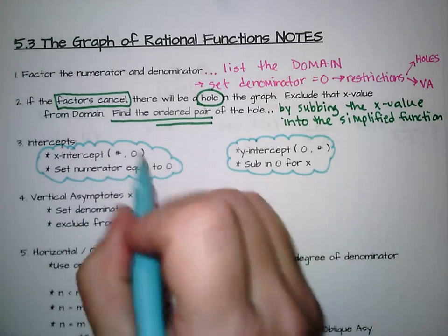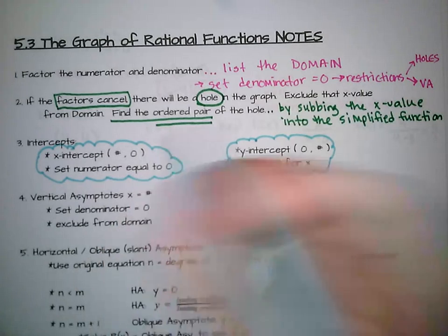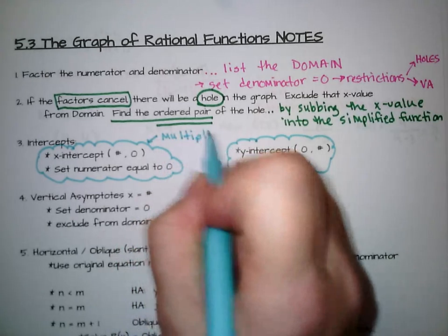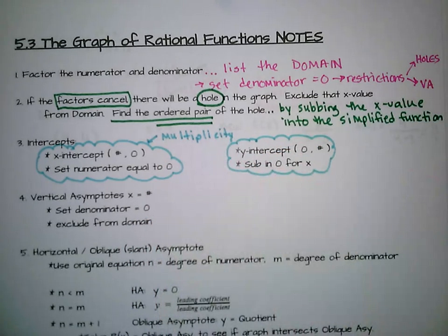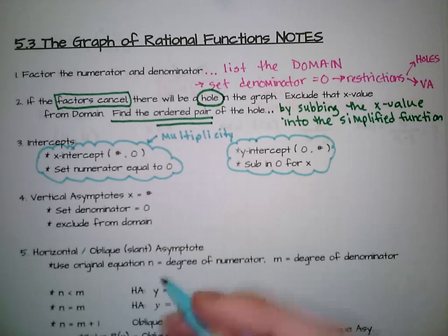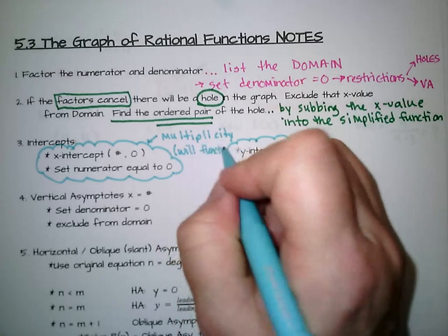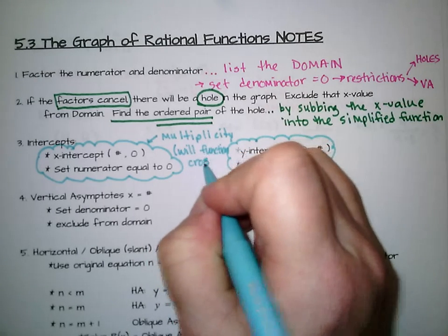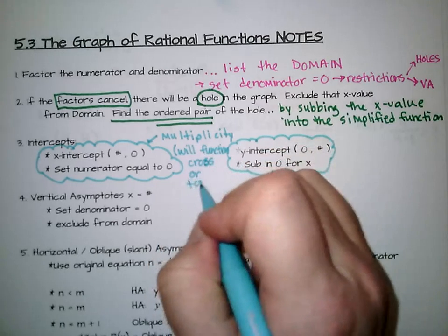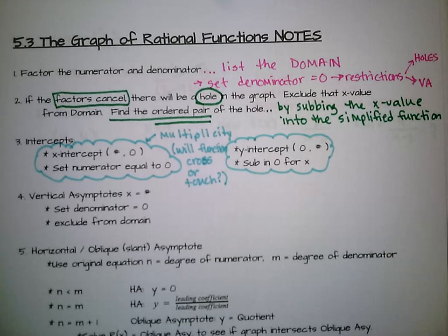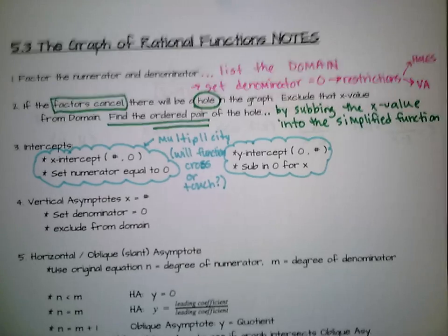If you have a multiplicity on your x-intercept, remember that that tells you if your graph bounces or crosses through. So multiplicity applies to those x-intercepts. Will the function cross or touch? Okay. Remember, if it's an even multiplicity, it's going to just touch the x-axis. If it's an odd multiplicity, it will cross through. Okay, so let's look at our example.